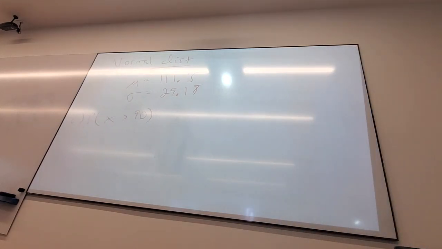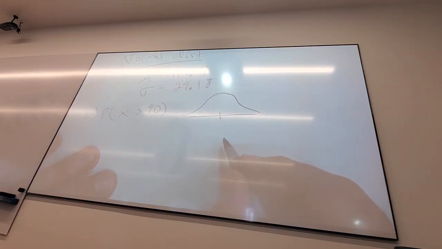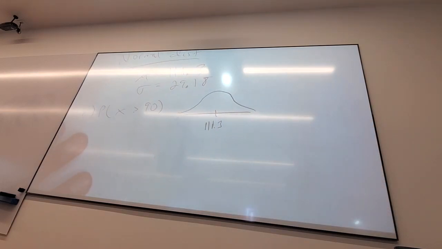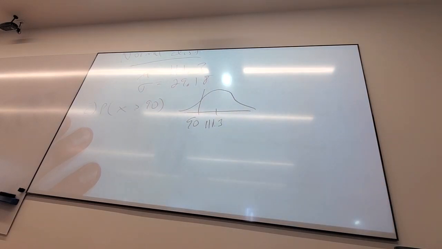Now technically you can do the problem without drawing the picture, but I highly recommend drawing the picture. So if I draw this picture, what goes in the middle? The mean, 111.3. What else do I put down there? I don't want to go up and down any standard deviations. I could be a lot more specific now. That's why I only use the empirical rule. But now I want to put 90, because that's the point I'm curious about, right?